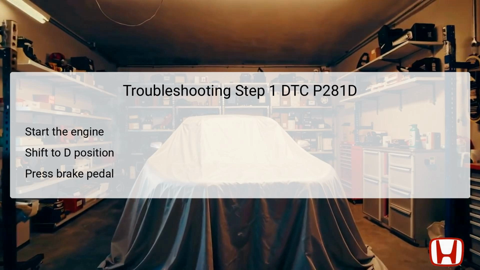Next, shift the transmission into the D position, which is the drive mode, while ensuring the brake pedal is firmly pressed. Holding the brake is important for safety and ensures that the transmission is in a selectable position for the TCM to command the shift solenoid functionality. Maintain this position for at least 30 seconds. This allows the TCM to monitor the performance of the shift solenoid valve OP and collect necessary feedback about its operation. If any issues occur, the TCM will store pertinent data related to the malfunction.